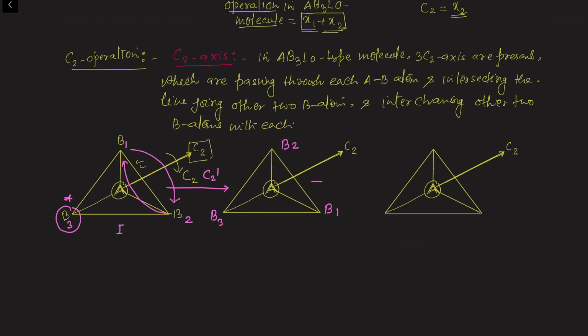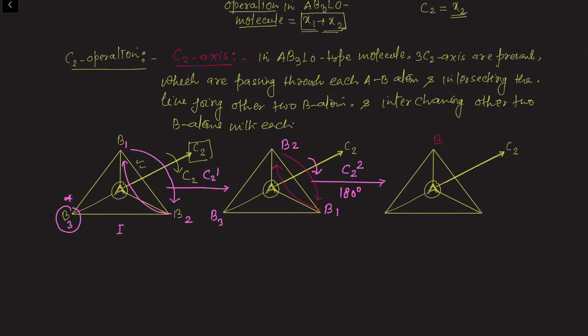Again perform this C2 operation about the same axis a second time. So again rotation by 180 degrees. When you perform this rotation, what will happen? B2 again interchanges its position with B1 and B1 again interchanges its position with B2. So what is the new position of B1?